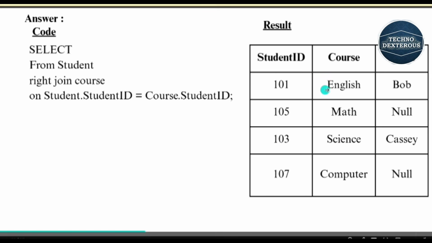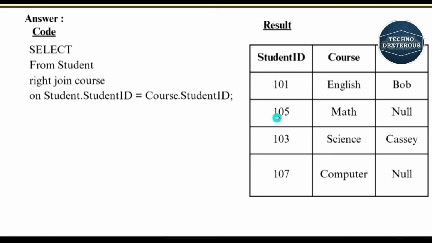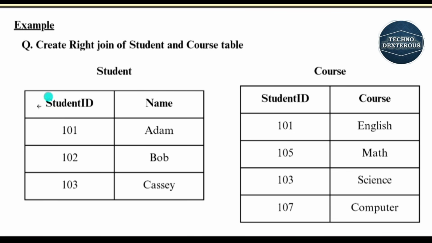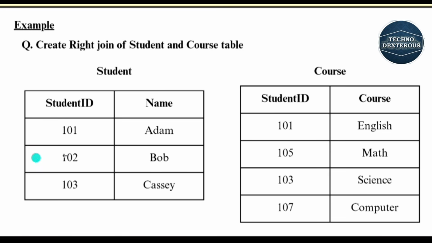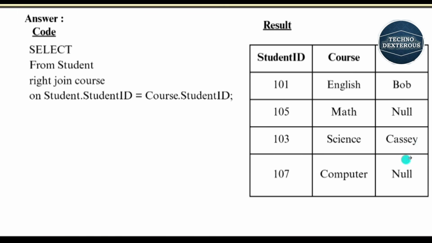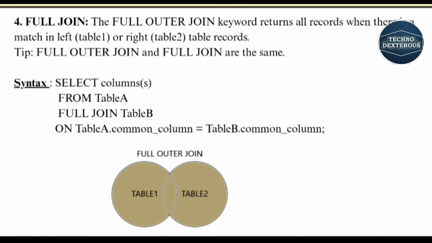Firstly, 101 English. Here 105 is not present in the student table, so we get a null value here. Then 107 is also not present in the student table, so we get a null value in the name column.